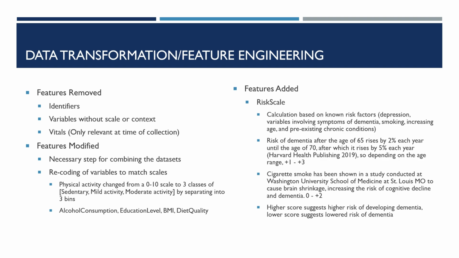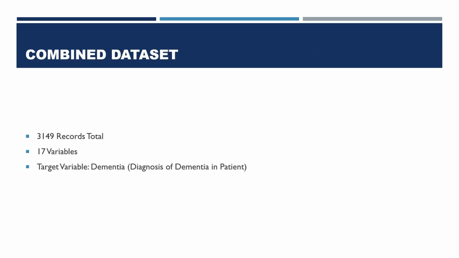This would be a simplistic calculation that tallied risk factors for dementia, such as smoking, certain age ranges, or a history of specific pre-existing conditions, to determine if a scale could be used to quickly assess a patient's risk for dementia through their medical history. With the inclusion of this new variable, the combined dataset includes 17 variables with 3,149 total records.